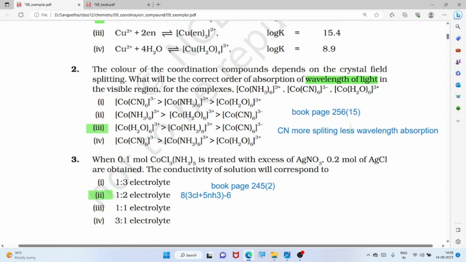The color of the coordination compound depends on the crystal field splitting. What will be the correct order of the absorption of the wavelength of light? If there is more CFS, then it absorbs less wavelength. More CFS means higher energy and a lower wavelength of absorption. In the visible region they are asking, so they are given in the 15.